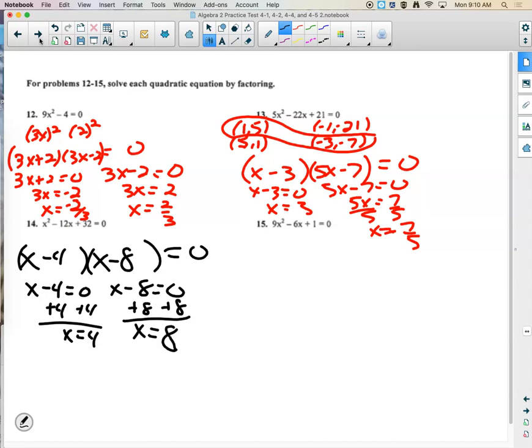Because it's a test, we probably want to show the work there. I know it's easy to look up there and say, well, this would be 4, because 4 minus 4 is 0, and this would be 8. But on a test, show the work just in case you mess up and write down the wrong number.